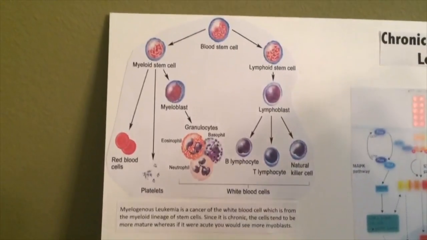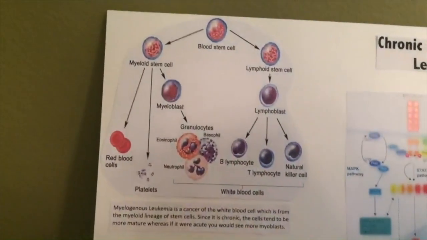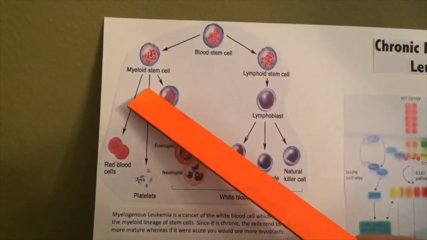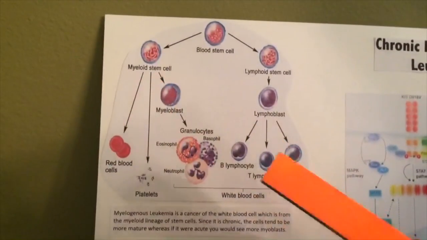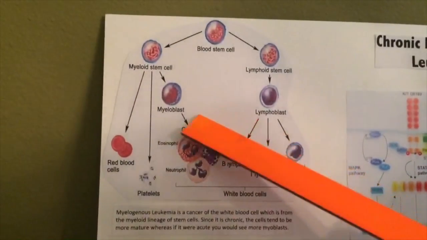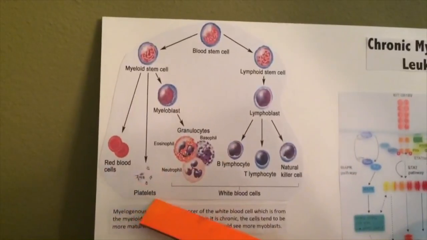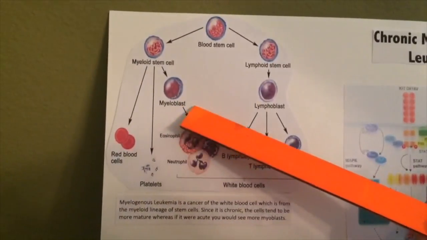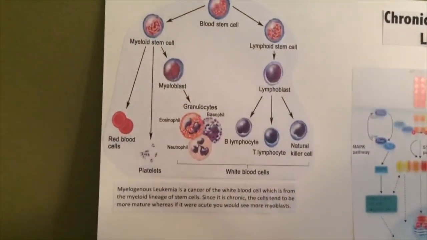Chronic myelogenous leukemia, or CML, is a cancer of the white blood cells. These cells tend to be in the myeloid stem cell lineage, and because it is a chronic leukemia, these cells tend to be more mature, so you see more granulocytes, red blood cells, and platelets, whereas if it was an acute leukemia, you'd see more myoblasts.